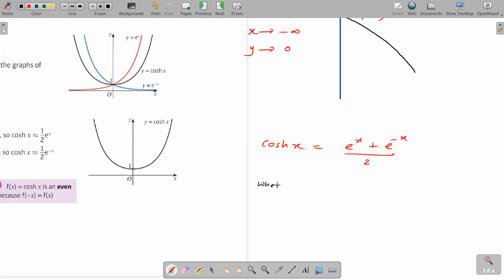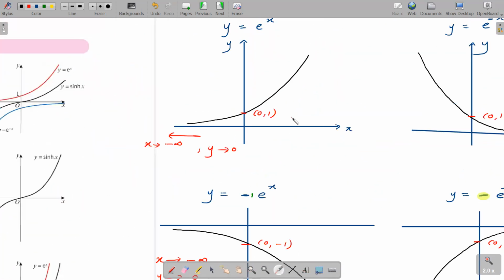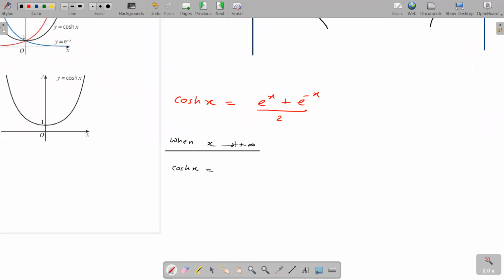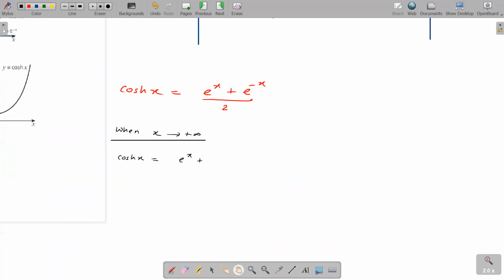So when x approaches positive infinity, what happens to cosh x? e to the power x is a large figure; e^x gets larger, so it will have a large value. But e to the power negative x, the second graph, as x becomes large and positive, reaches 0. So in this case, cosh x is approximately equal to half of e to the power x.